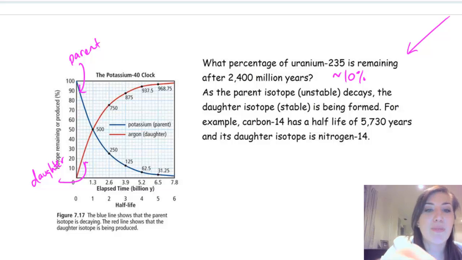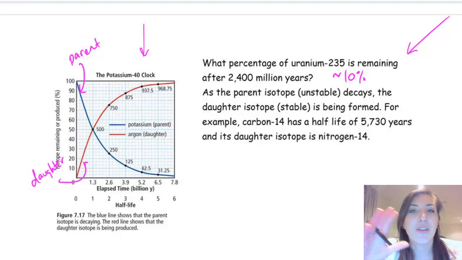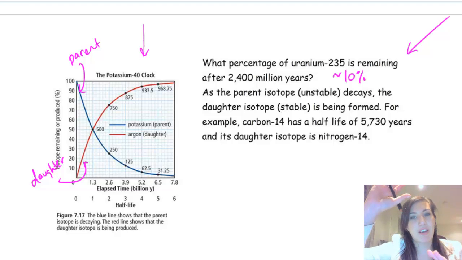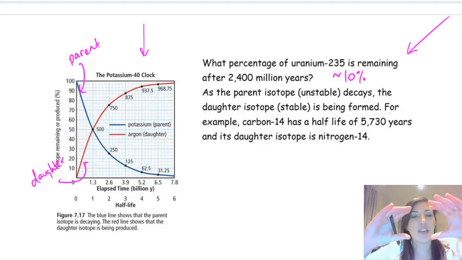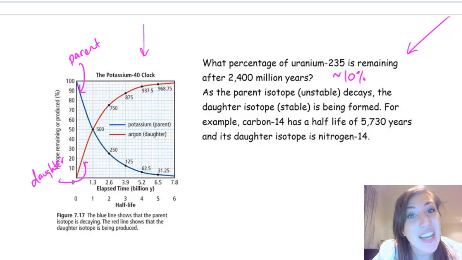So here, this picture is talking about potassium. So we see that potassium, over time, that isotope turns into argon. So if you start with lots of potassium and little argon, then eventually you have equal amounts at the first half-life, and then you start getting more of the daughter isotope than you do the parent isotope.